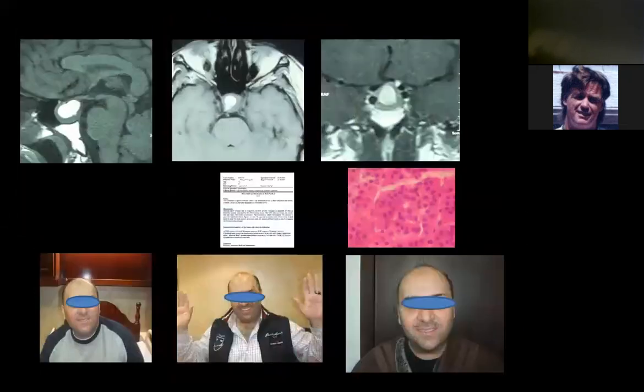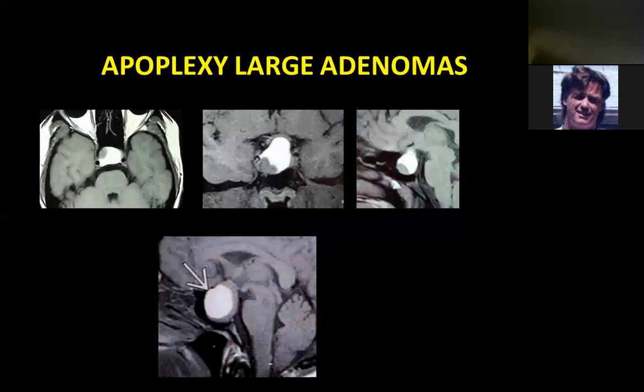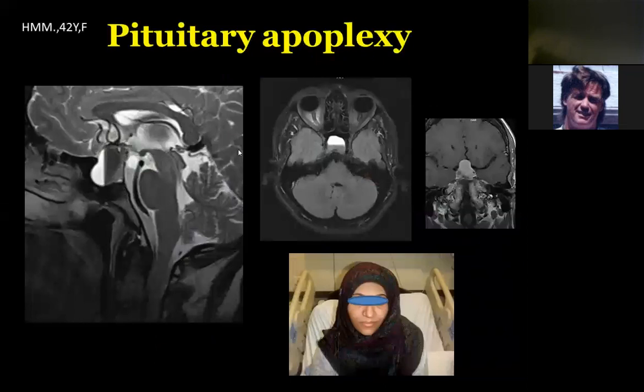Apoplexy in one of my patients, pituitary apoplexy, as the histology confirmed. Or there could be apoplexy in large adenomas. Again, we mentioned that Rathke could have some solid component in it. Pituitary apoplexy in one of my patients.